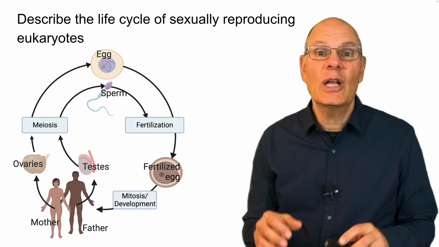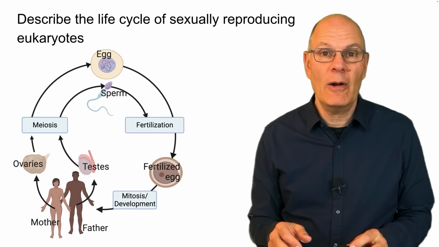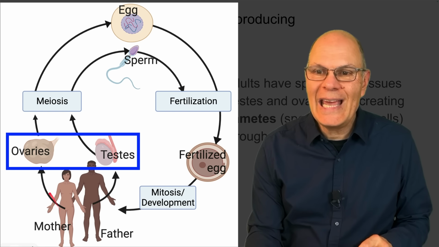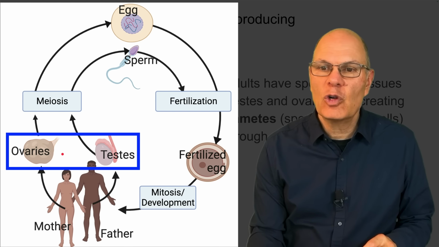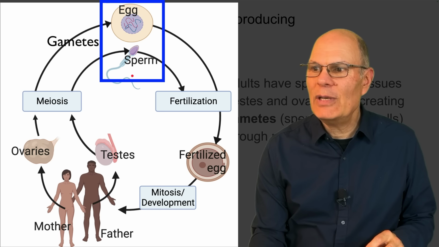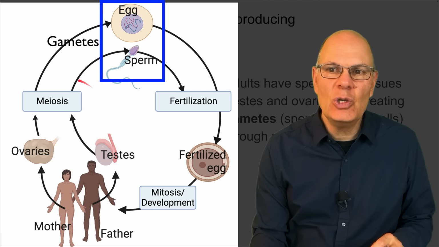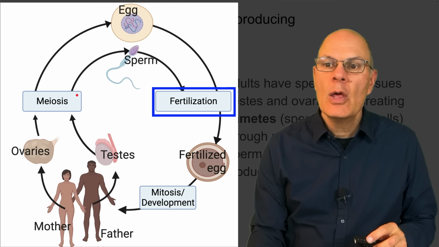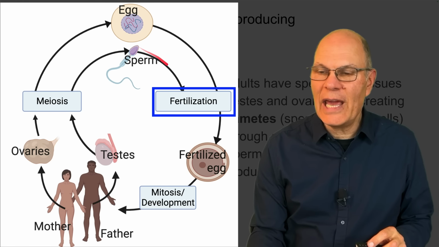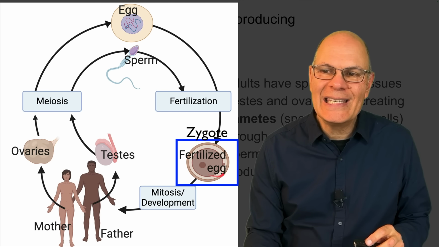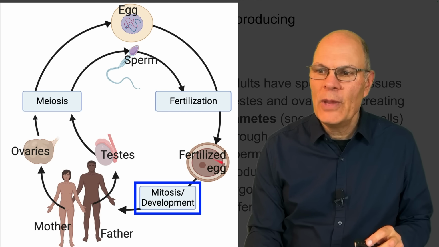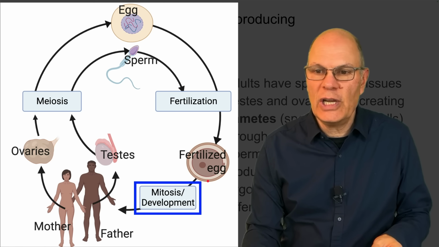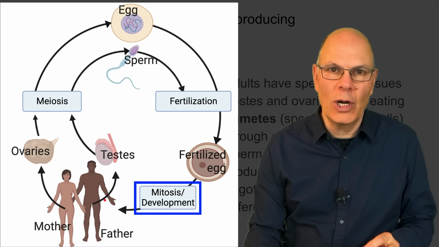Describe the life cycle of sexually reproducing eukaryotes. In eukaryotes, adults have specialized tissues, testes and ovaries, for creating gametes. Gametes are sperm and egg cells, and they do that through this process that we'll be exploring called meiosis. The sperm fertilizes the egg, and that produces a zygote, or a fertilized egg. That zygote then divides and develops, the tissues differentiate to produce an adult organism.